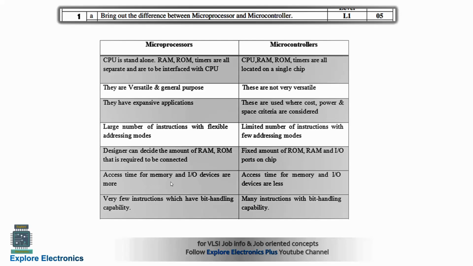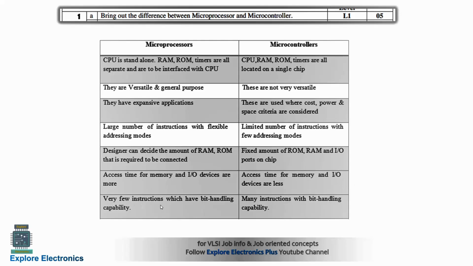And access time for the memory and IO devices is more here. Why? Because the RAM, ROM are connected externally, so while the processor is communicating to the ROM and RAM, the time requirement is more. But in microcontroller, RAM, ROM are present inside the CPU itself. That's why here access time for the memory and IO device is less. So microcontrollers are fast compared to microprocessors, we can say.